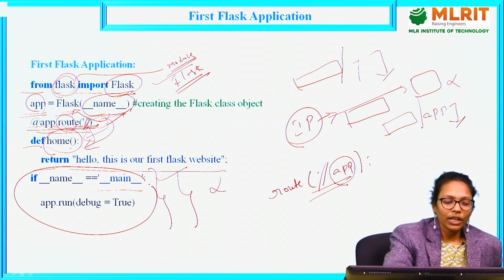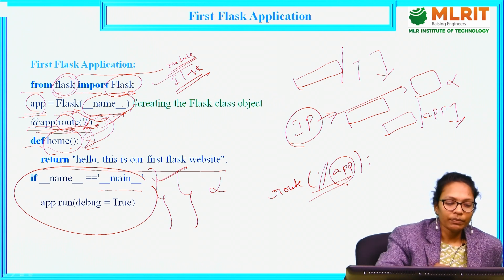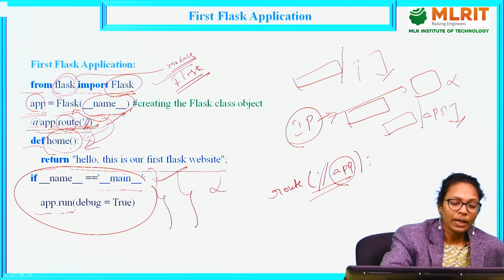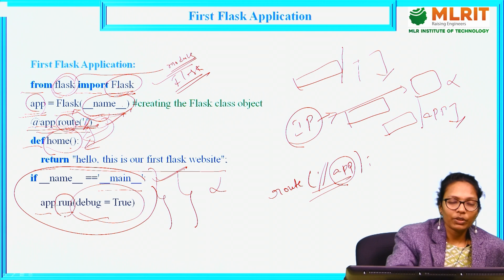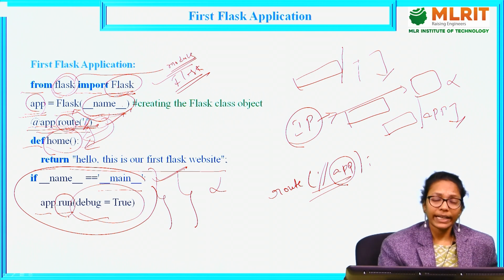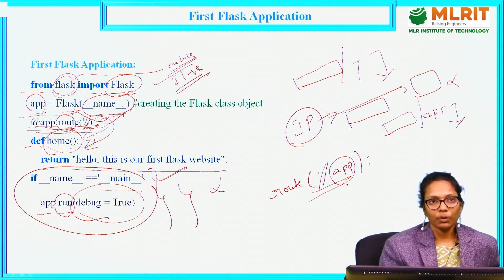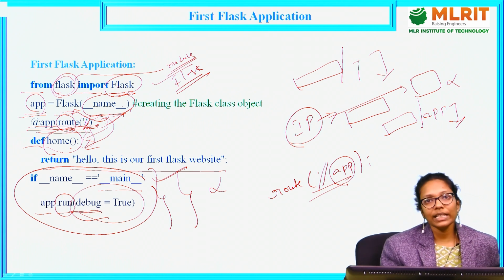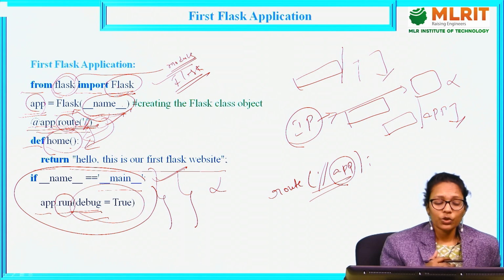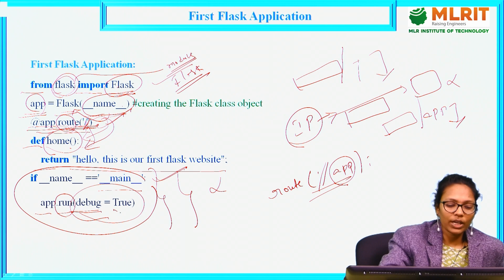But if your application is a main application, then call app.run by making the debug value true. This run method will run your application, but it has some parameters. We will discuss the run method later, but one of the parameters is debug. So what is this debug? What is internally happening in the program? If you want to know that debugging information, you should make this value true.